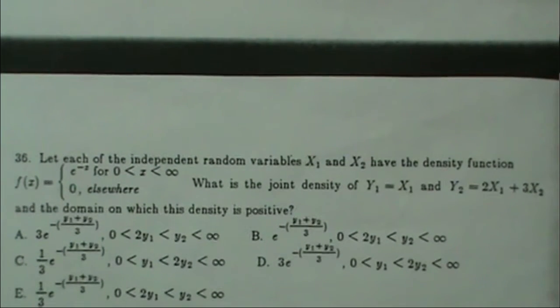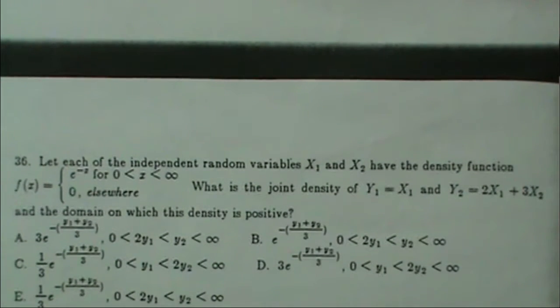Number 36, let each of the independent random variables x1 and x2 have the density function f of x, which is e to the minus x. What is the joint density of y1 equals x1, and y2 equals 2 times x1 plus 3 times x2, and the domain on which the density is positive?